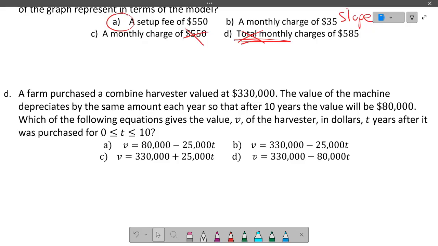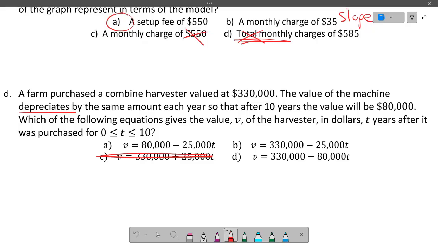Why? Because if the value depreciates over time, it's not going up, right? This means we're going to have a negative slope. Depreciates, goes down. Appreciates, goes up. Okay, depreciates, decreases. This is a positive slope, so we can eliminate that option.